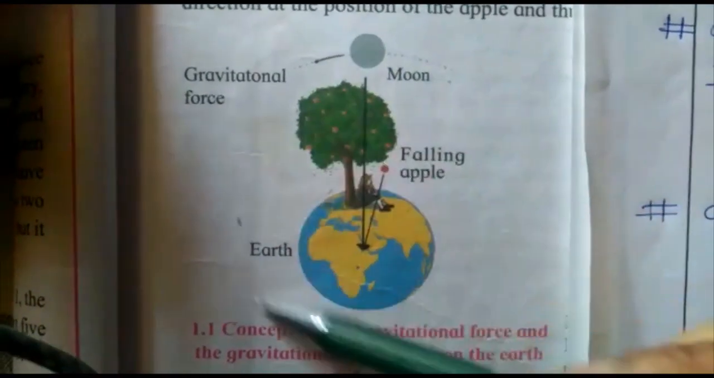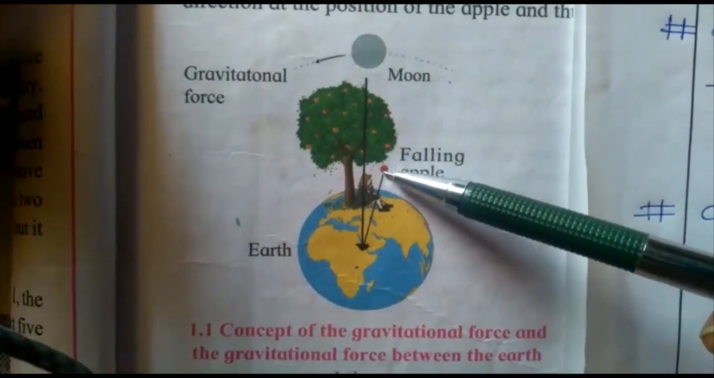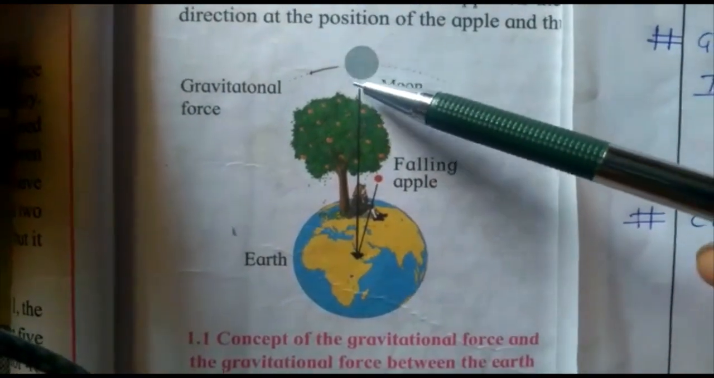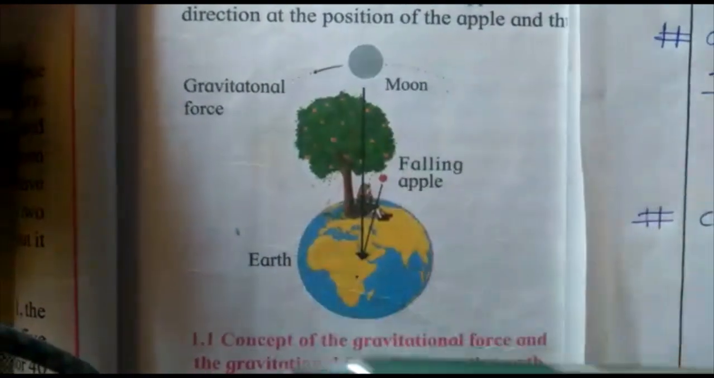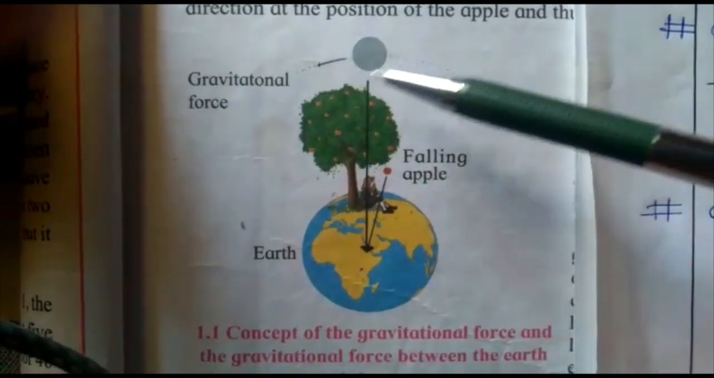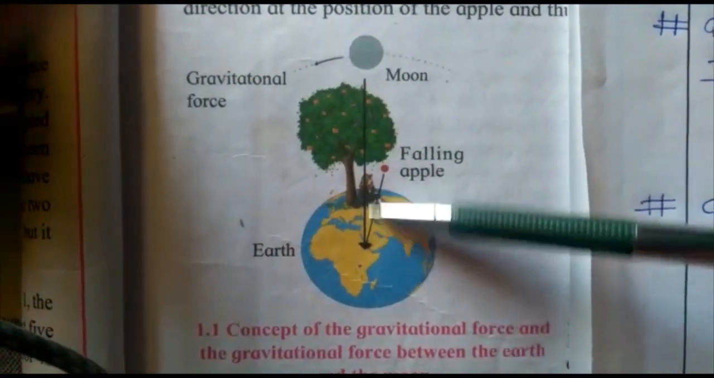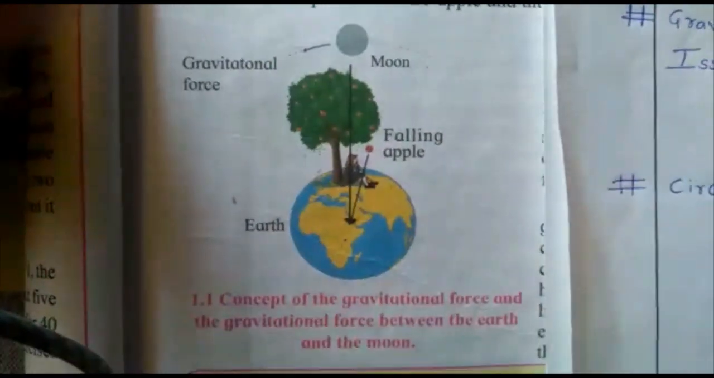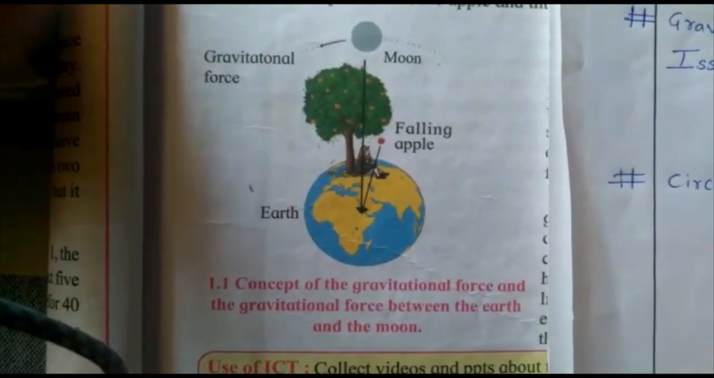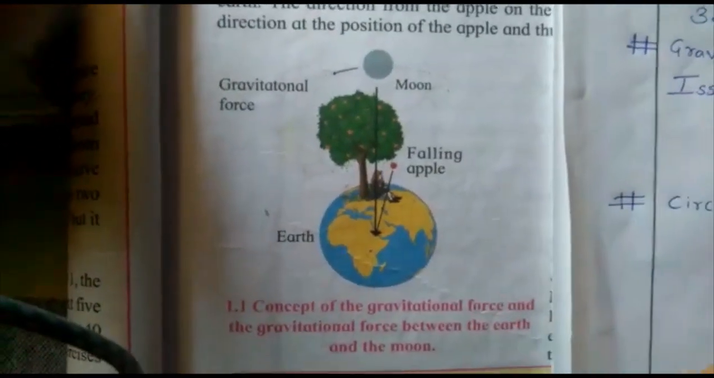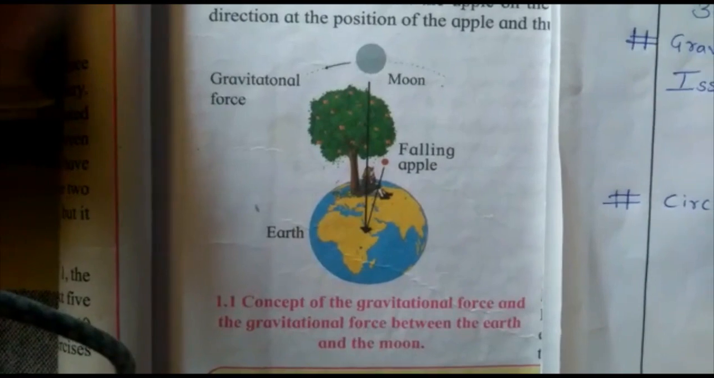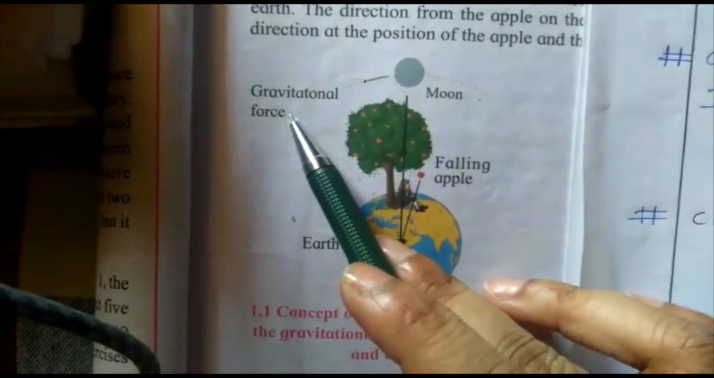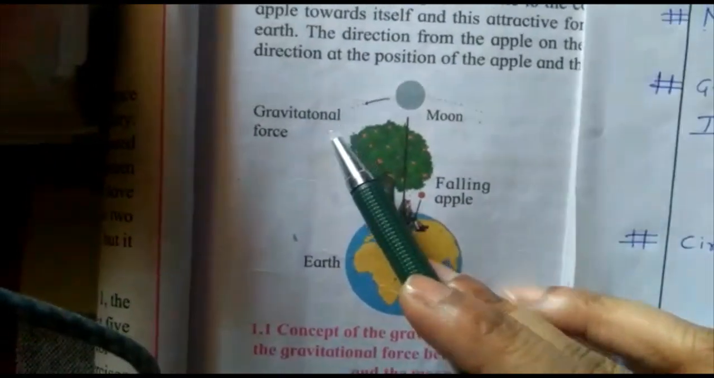So this is a gravitational force which attracts the apple towards itself. Even you can see this is the moon. It's revolving around the earth. It is also due to the gravitational force between the earth and the moon. Even this earth is revolving around the sun, and all the planets which are revolving around the sun do so due to one force, that is the gravitational force that exists between them.